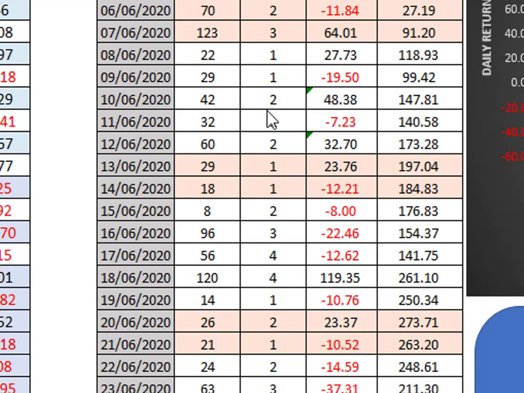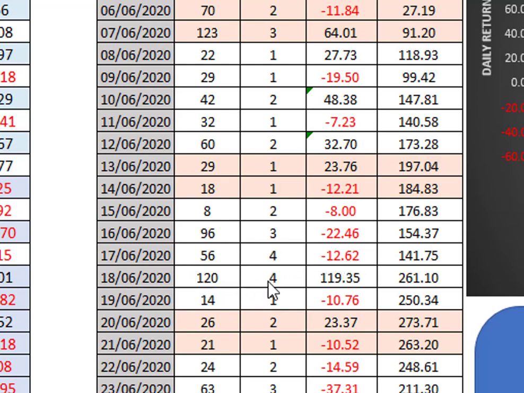And if we come down to here, down to the 15th, so the 15th and the 16th we have a losing day, and the 17th we have a losing day, so it goes to 4. The betting system does not go above 4. 4 is the maximum amount of units per horse that you bet. So on the 17th we bet 4 units a horse and we lost £12.